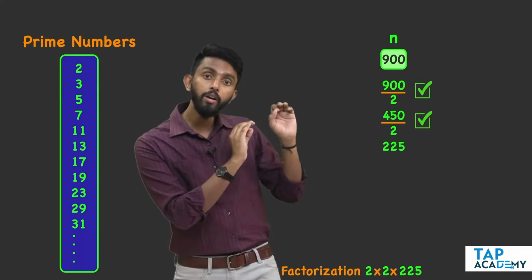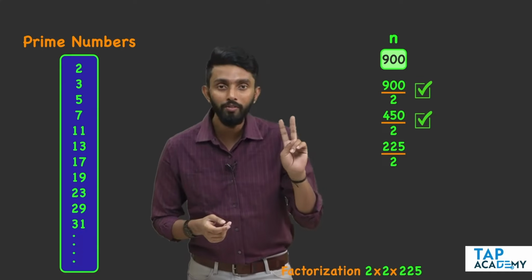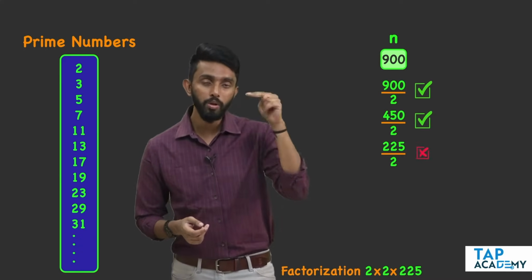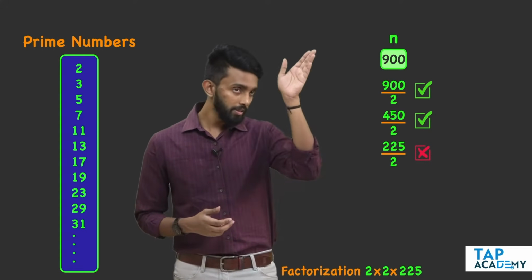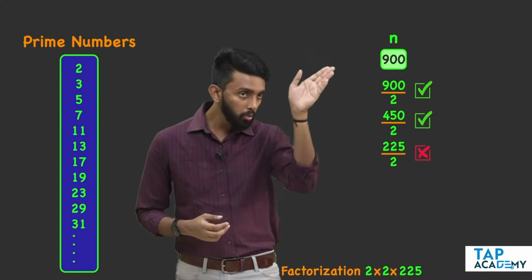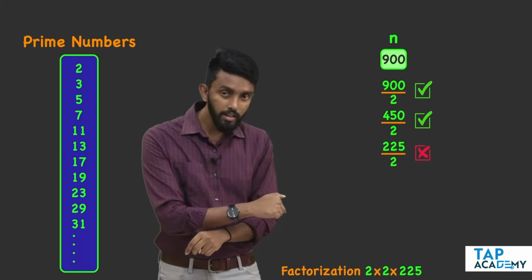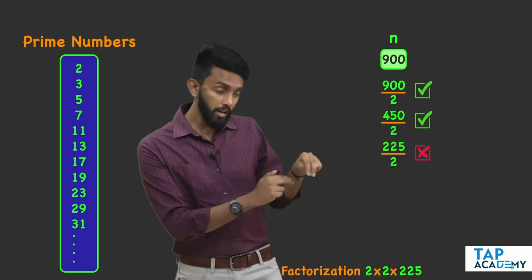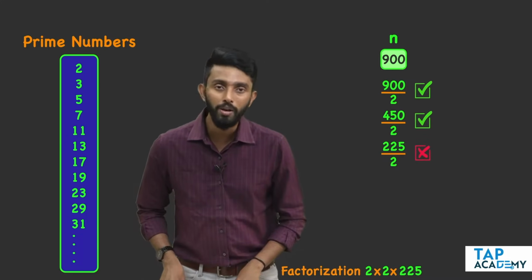Again, I'll try to divide 225 by 2. But this time, 2 is not a divisor. It cannot perfectly divide. So I'm putting that X mark. Any confusion till here? Great, which means maximum with the prime number 2, these are the number of divisions that I can do, and you can see there are 2 2's, and even in the factorization at the bottom you can see there are 2 2's. I hope you're able to think.